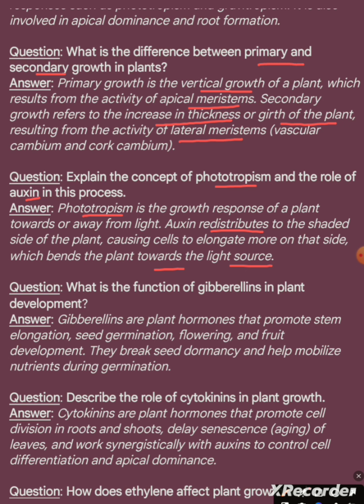Next question. What is the function of gibberellins in plant development? Answer. Gibberellins are plant hormones that promote stem elongation, seed germination, flowering, and fruit development. They break seed dormancy and help mobilize nutrients during germination.